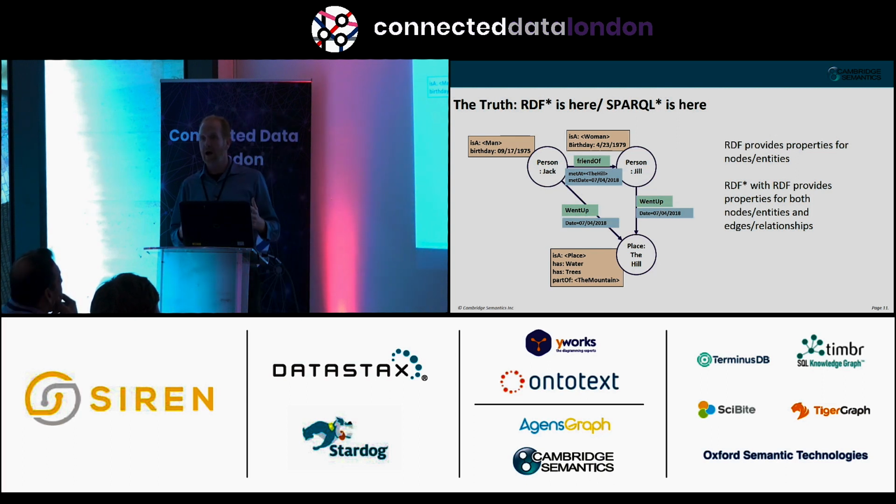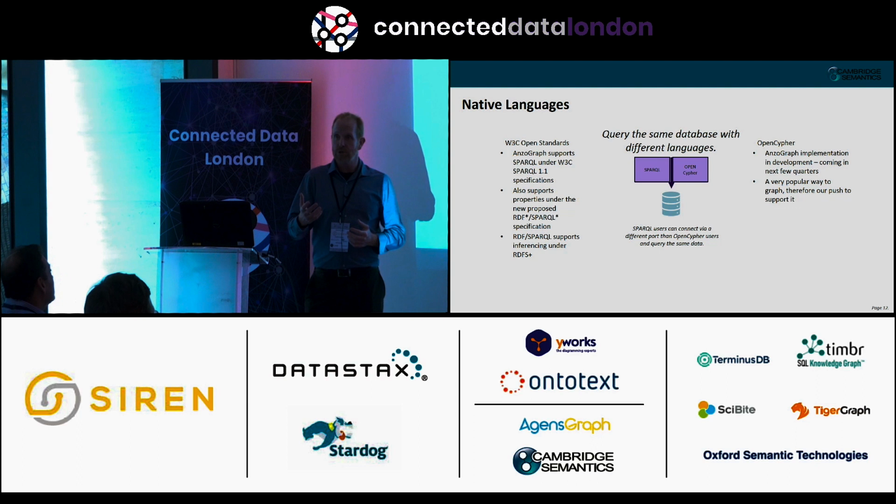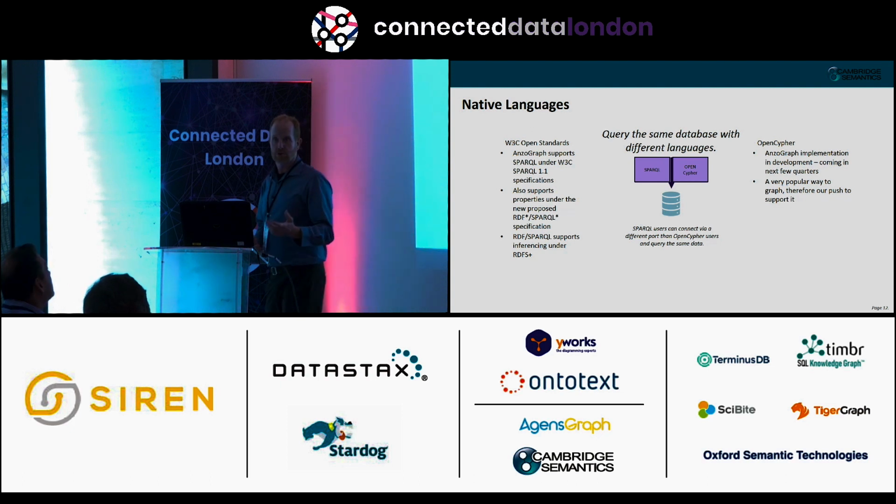So this is all now with RDF Star, we can express the same data that you can in a labeled property graph in RDF. We're also planning to support Open Cypher, as Alok mentioned. So the data is in an RDF triple store, but because we support labeled property graphs, we can now support Open Cypher as well. Those of you that know Open Cypher and are familiar with that language will soon be able to use that to access the data that's stored in AnzoGraph.